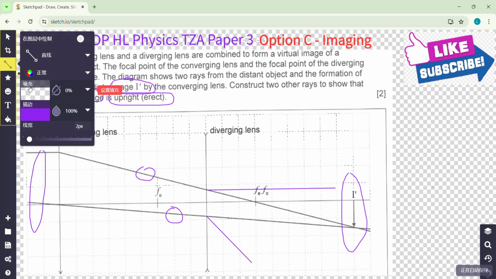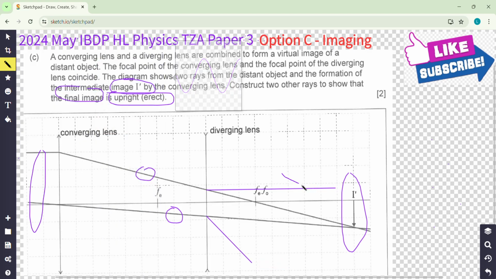Okay, got it. So we got these two, and then we have to draw the broken lines. Add the arrows, and then draw the broken line at the back. Broken line to the back, extend the backward extrapolation, and then they will join here, and that is the virtual image, upright. And then label it: final image. You say this is the final image because they don't have any symbol, but you have to make sure the marker understands what you're talking about. So good presentation is essential.